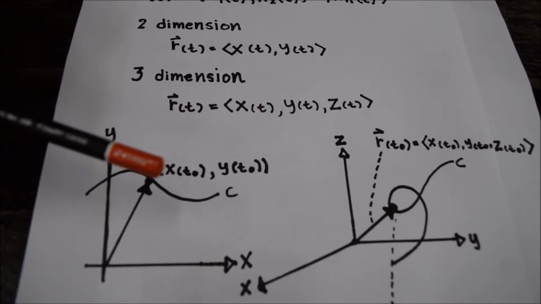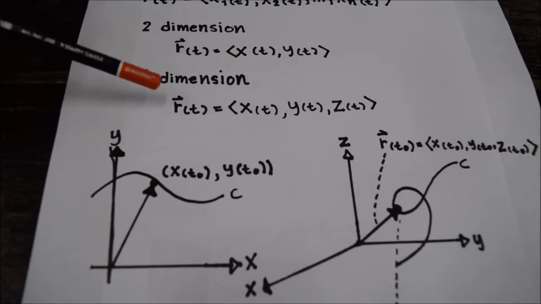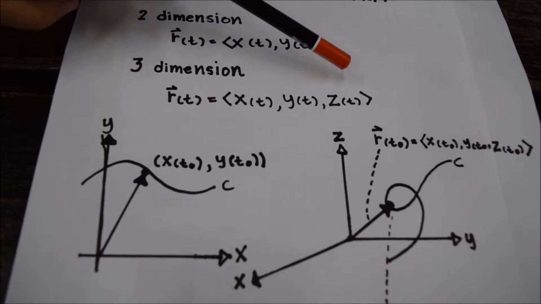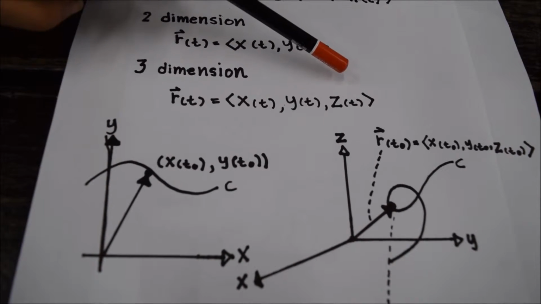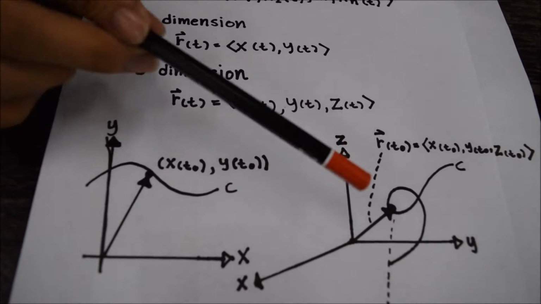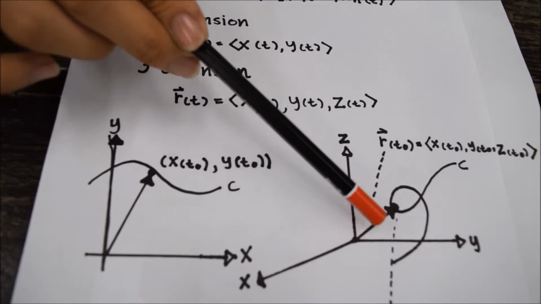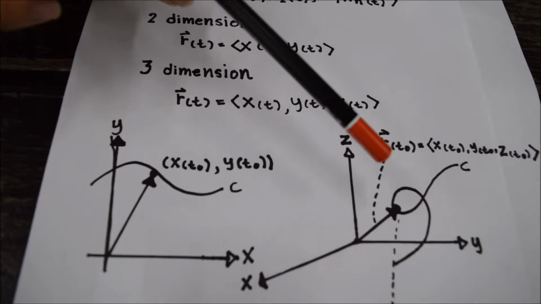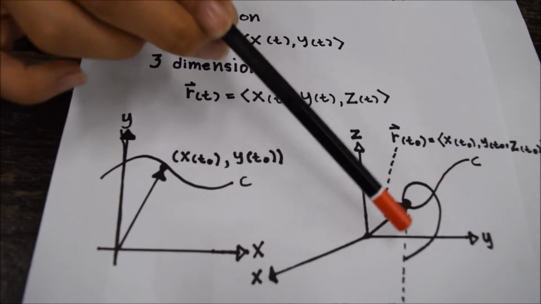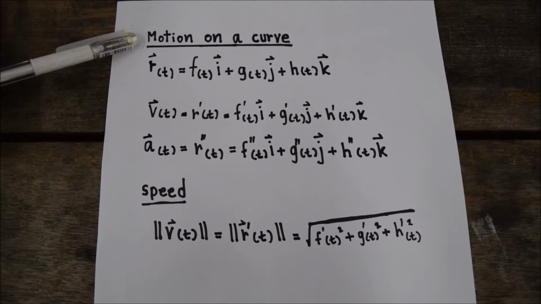As well as in 3 dimensions, we will have one more dimension, and the vector will be in 3 dimensions. We will have the extra position, which is the z position, which is also a function of t, and then the graph will be like this. This one is the position vector, which points to the coordinate x, y, z, and when we change t, the vector will trace along this curve as well. Now let's talk about the motion on a curve.